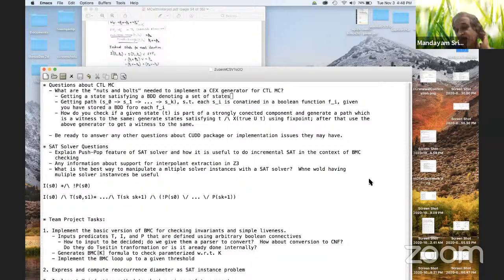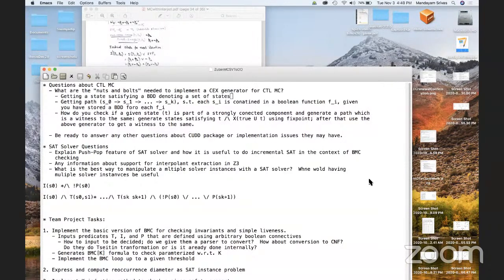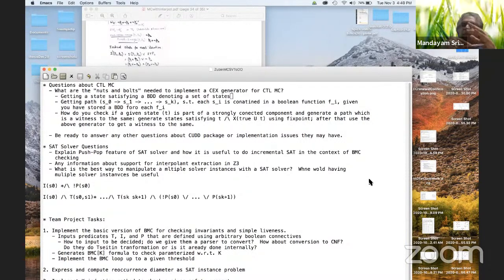Yes, sir. So I guess you can do that as well. So you have done BDDs. I'm sorry, your implementation is in terms of BDDs.